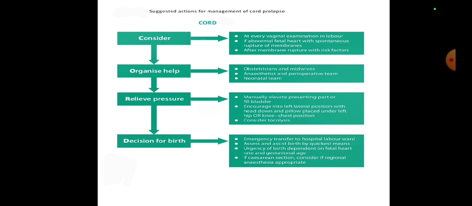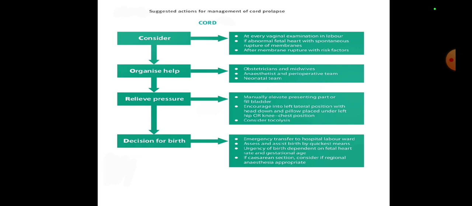In summary, management of cord prolapse can be summarized in the mnemonic CORD. C: consider cord prolapse in any abnormal fetal heart tracing following rupture of membranes, at every vaginal examination in labor, and also after rupture of membranes in a mother with risk factors for cord prolapse.